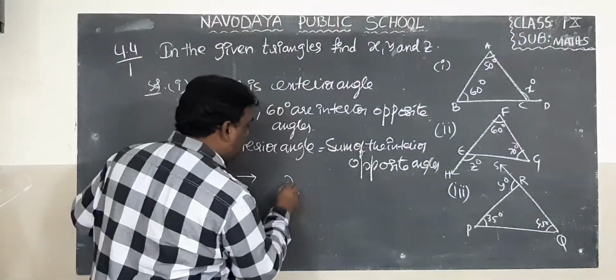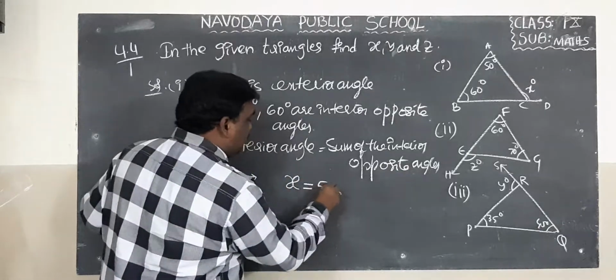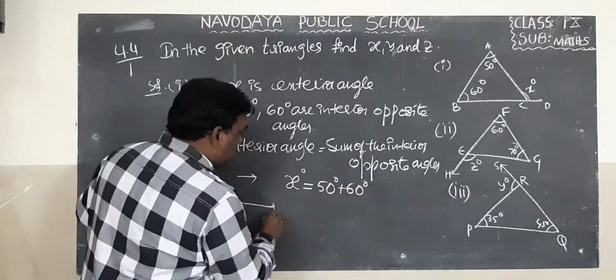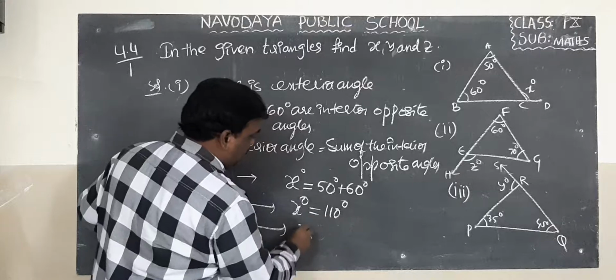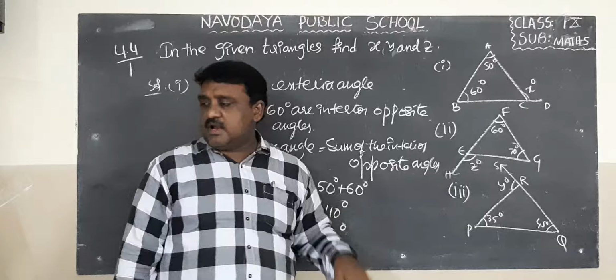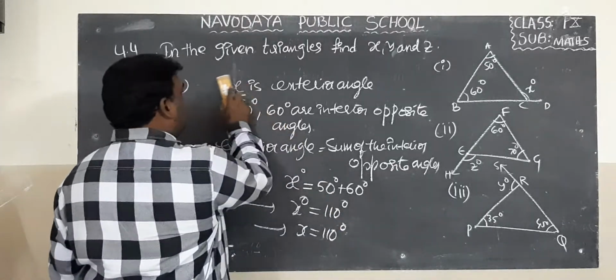What is the exterior angle? X. What are the interior opposite angles? 50 plus 60. Okay? So x equals 110 degrees. Therefore x equals 110. The first diagram, what is the answer for x? 110 degrees. Okay? See the second one.